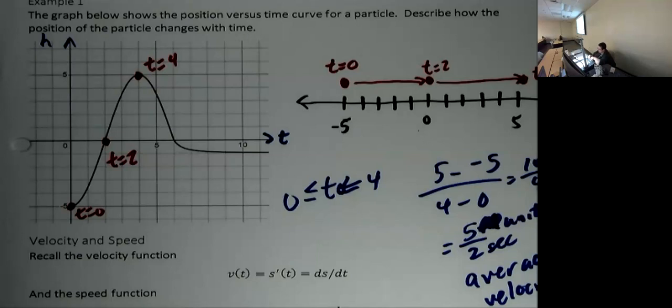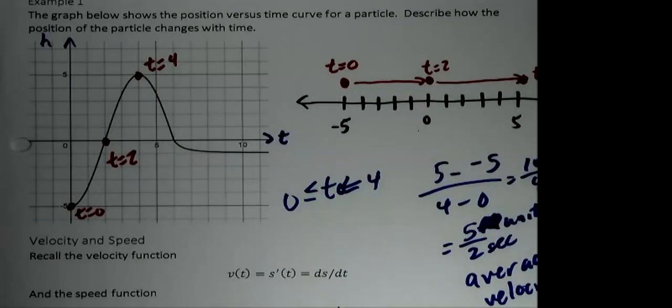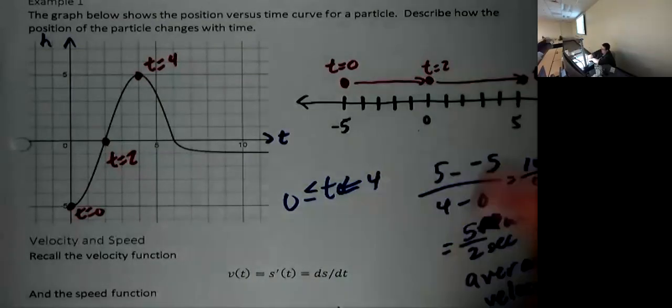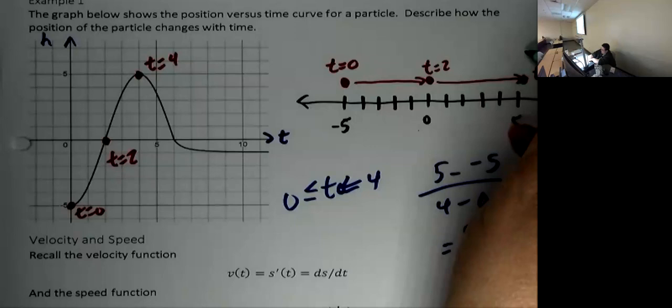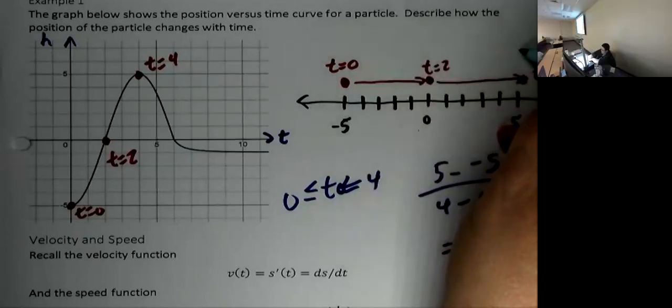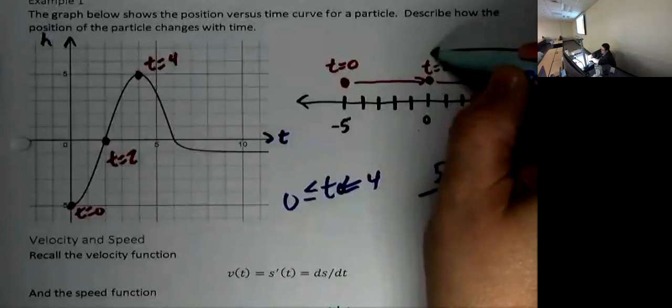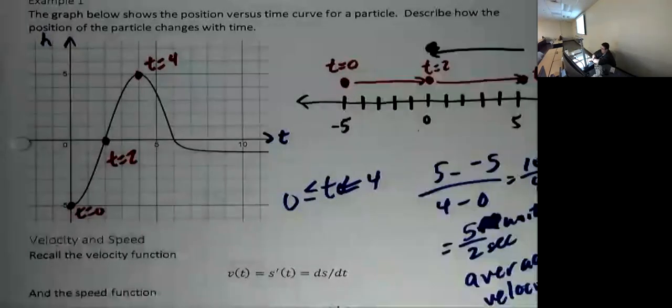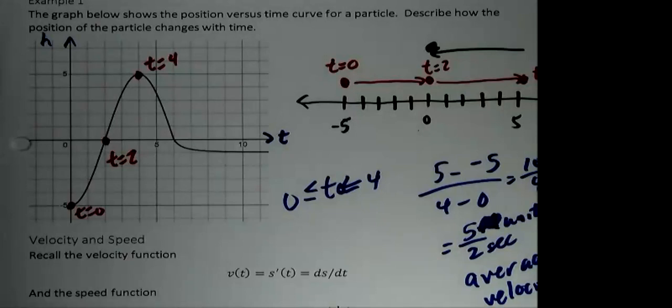And then what's happening? What happens after t equals 4? It moves back. Go ahead. It moves back to what? To 0. It moves back to 0, and it gets to 0 at what time? At 6. At t equals 6.